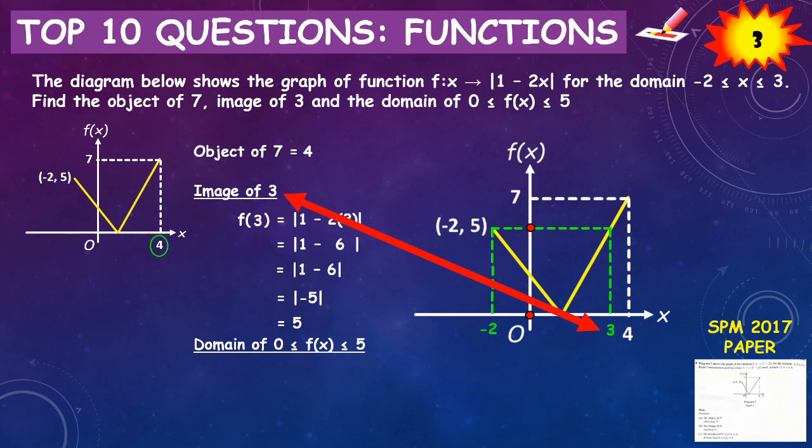The minimum range for my f(x) is 0, and if you look at the graph, 0 actually falls between negative 2 and 3. So therefore it does not affect my range. So the answer for my domain of f(x) from 0 to 5 is x is from negative 2 to 3.